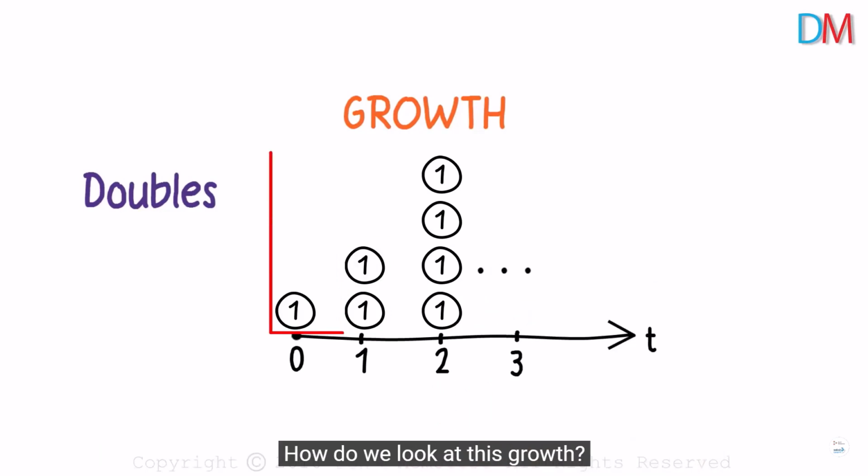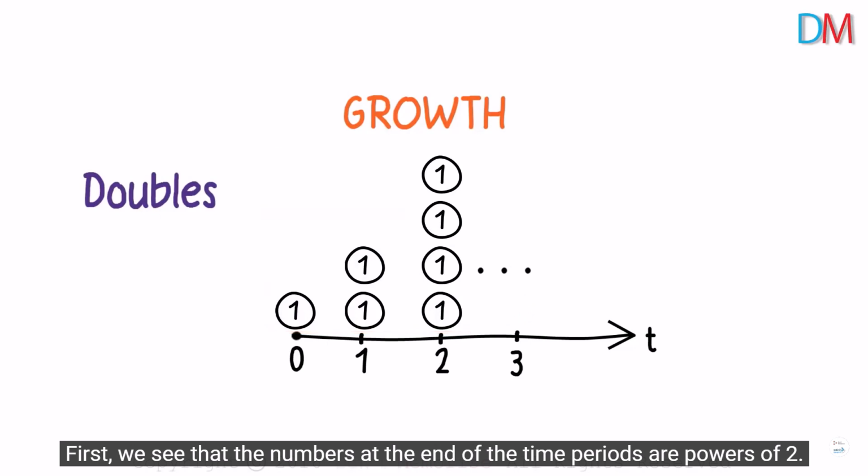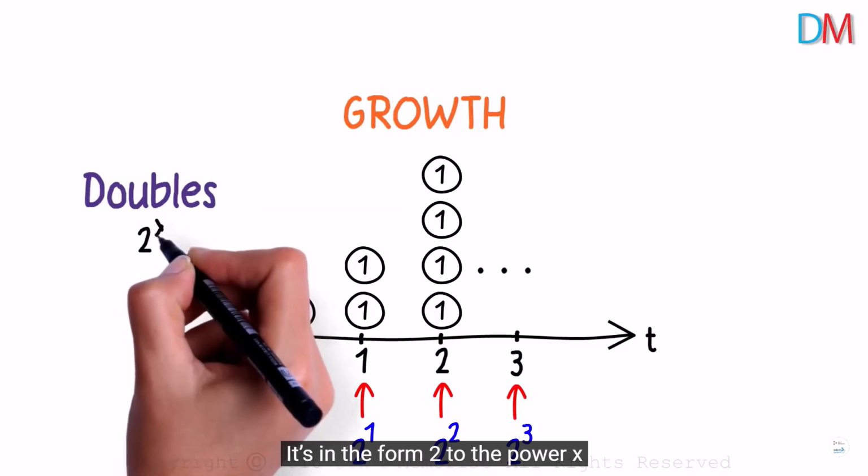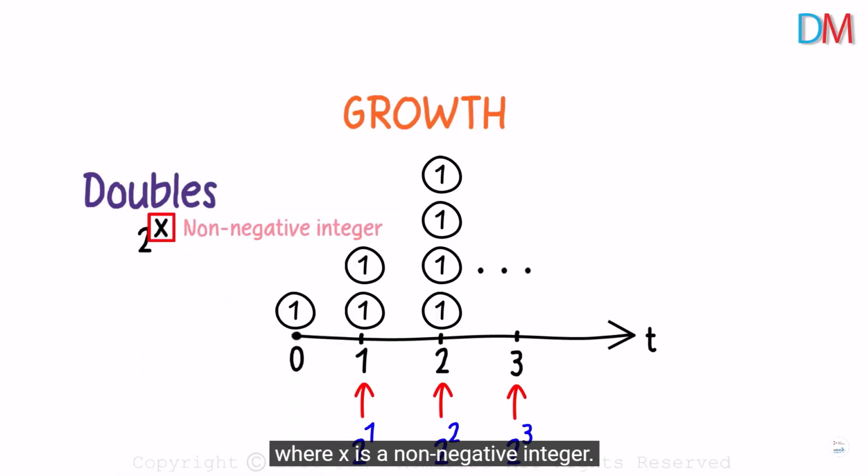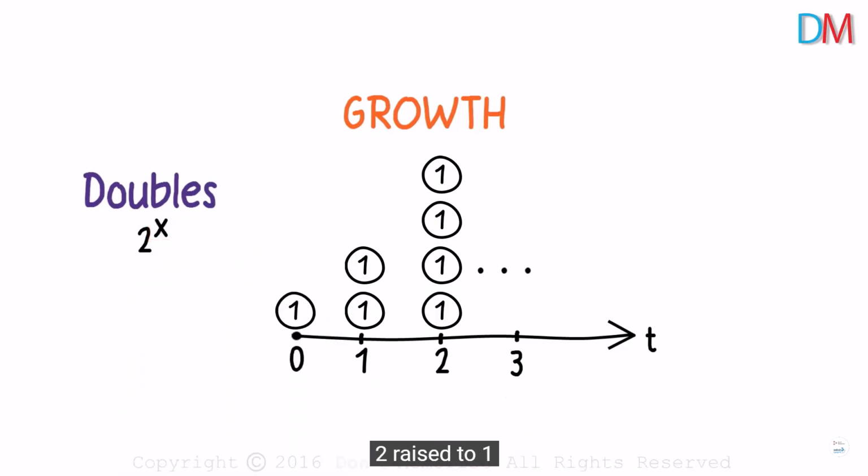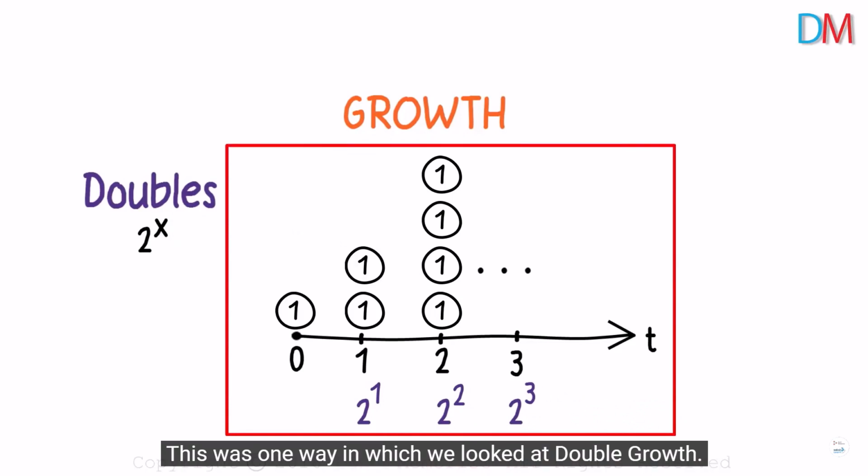How do we look at this growth? First, we see that the numbers at the end of the time periods are powers of 2. It's in the form 2 to the power x, where x is a non-negative integer: 2 raised to 1, 2 raised to 2, 2 raised to 3, and so on. This was one way in which we looked at double growth.